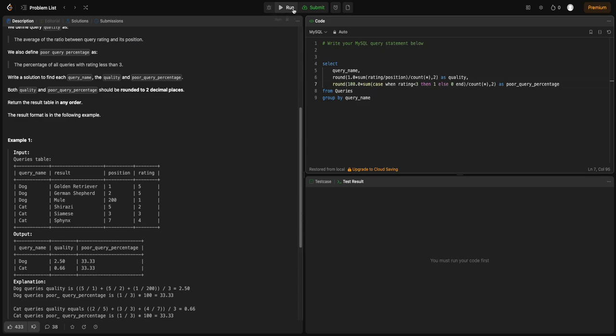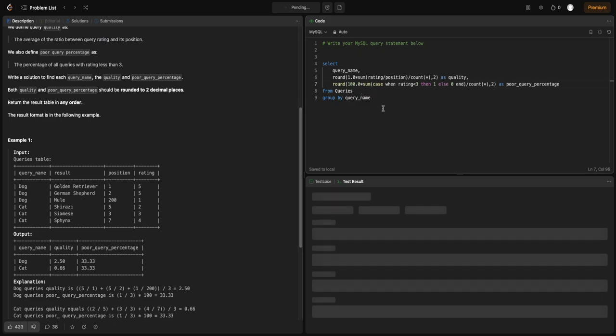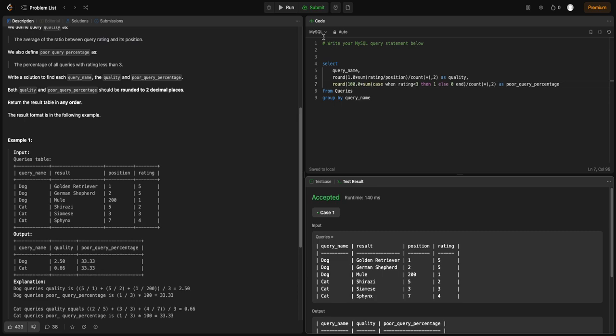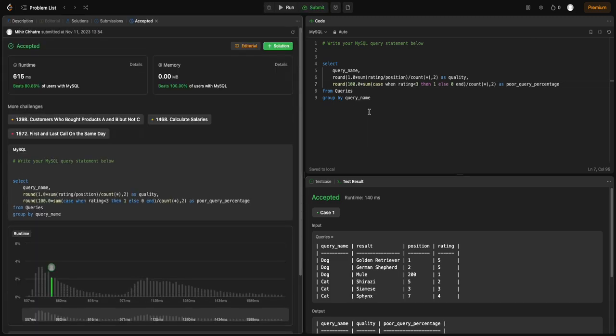So let's go ahead and try running to see what we get. Okay, so the test case passed. Let's try submitting our solution. Okay, great. So the runtime is good, and that's how you solve this question.